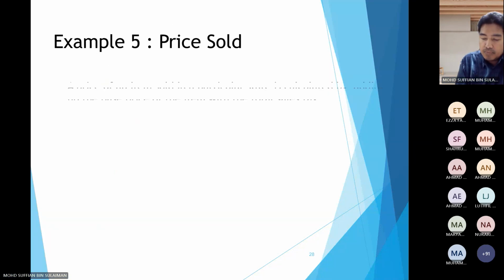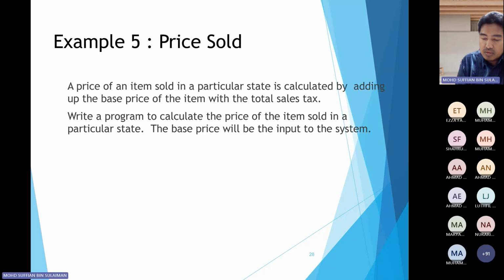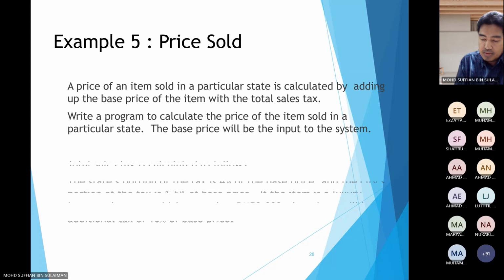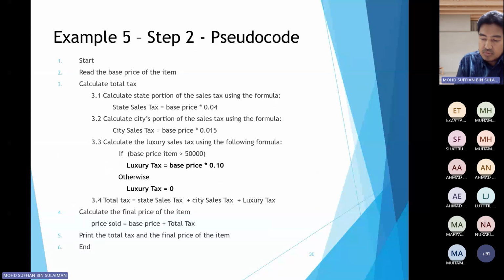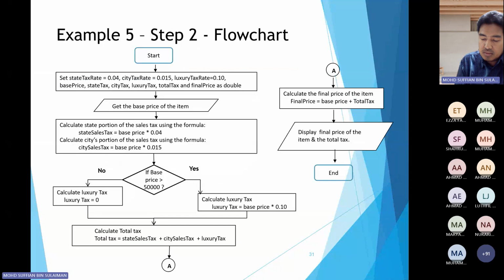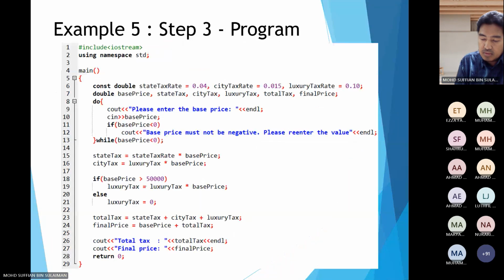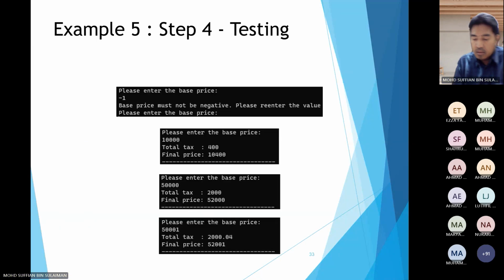Okay. Similar to this one, the price sold is also the same: step 1, step 2, again step 2, and then the flowchart. Step 3, okay, the program. And then you need to do the testing. Just enter the piece price. If -1, this message will be displayed.